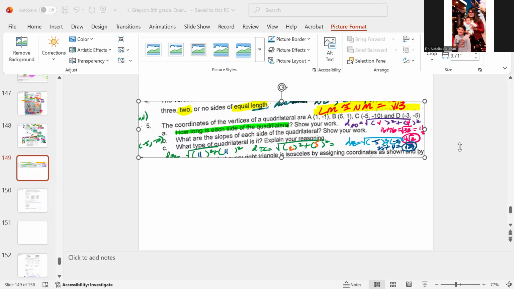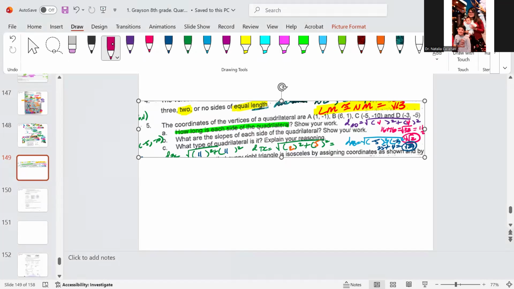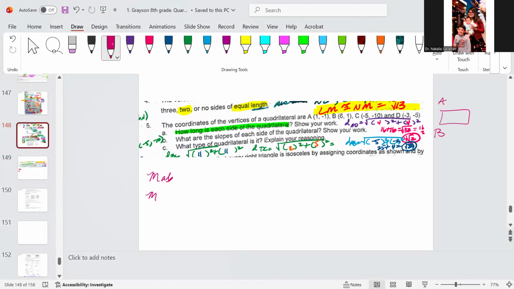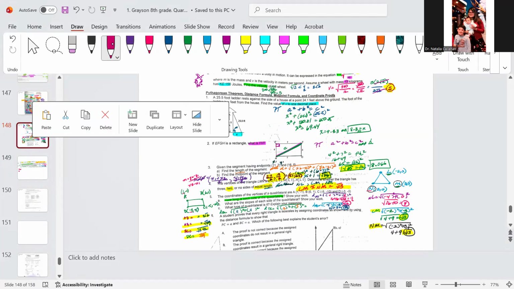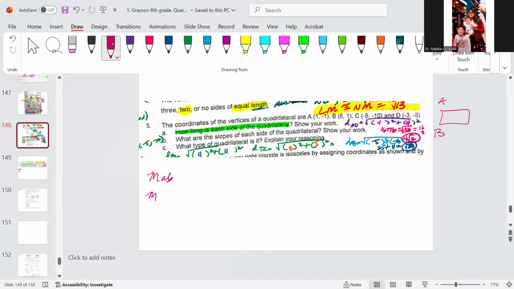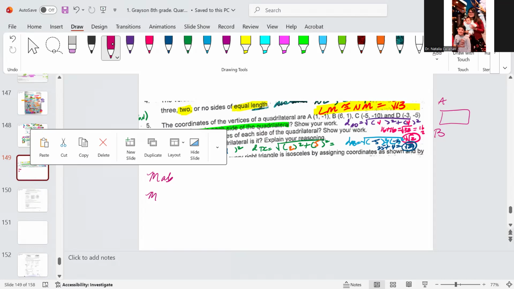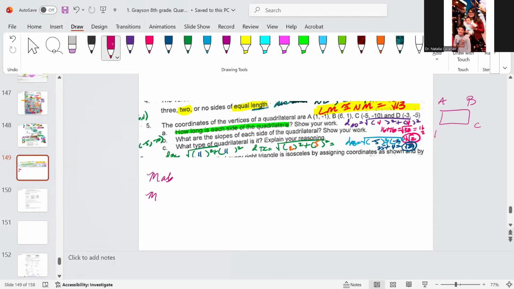So we just found out the distance, but now we're going to find the slope of the side. So you have slope AB, right? Because you have A, B. Let me just make sure I draw correctly. A, B, C, D. Okay. Right? Yeah. And then slope BC, slope CD, slope AD. Correct? Yeah.